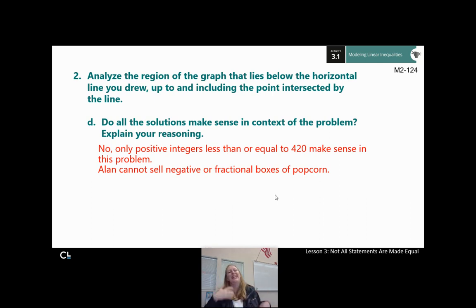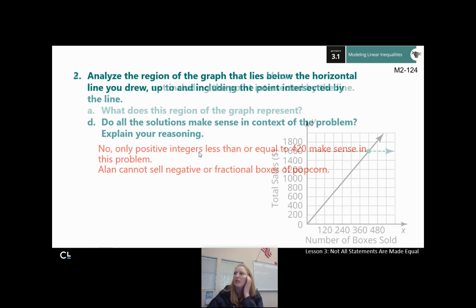And of course, Alan can't sell fractions of boxes of popcorn, right? He can't sell fractional boxes of popcorn. You sell a box of popcorn or you don't. You don't sell like a piece of a box of popcorn. Like that's weird. I don't even know how that would work. So now that you've got the idea in your head of what we're dealing with, we're going to change it up a little bit.